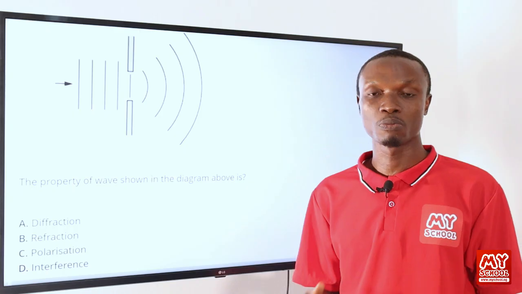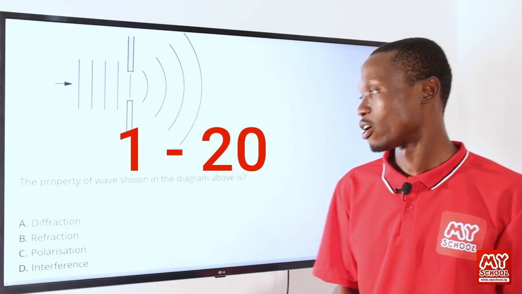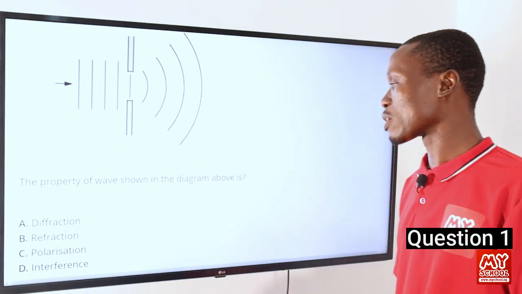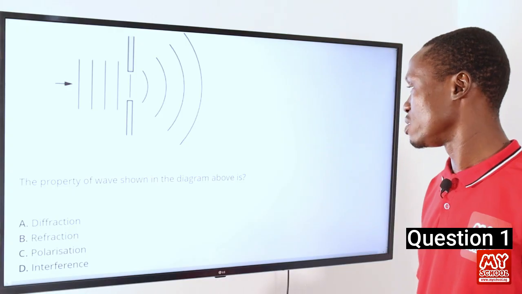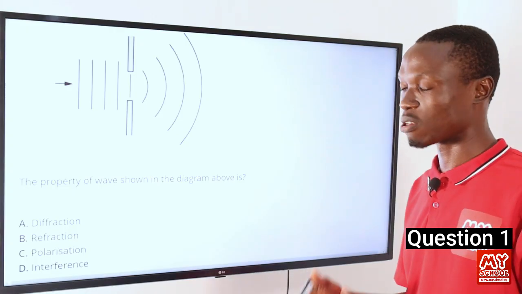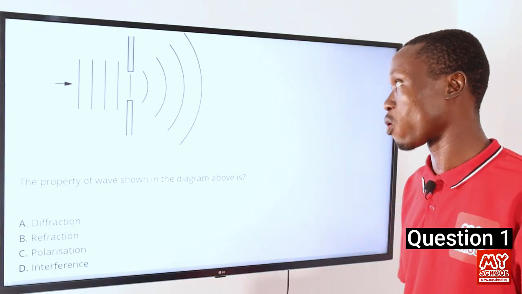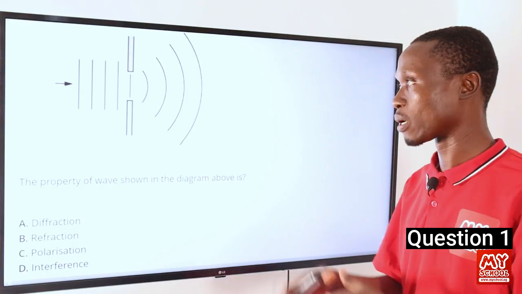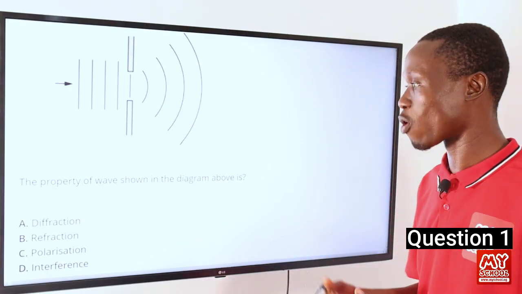In this video, we are going to be tackling questions 1 to 20. So let's begin with question 1. The property of wave shown in the diagram above is A, diffraction. Diffraction is a phenomenon that occurs when a wave bends around the corner of an obstacle.